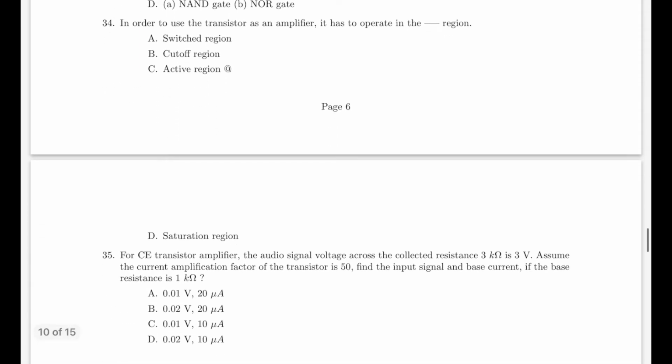In order to use the transistor as an amplifier, it has to operate in active region. This is an informative question, and you have to remember this. In active region, transistor can work as an amplifier.